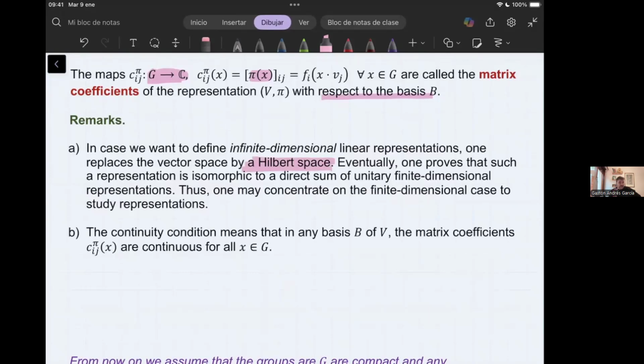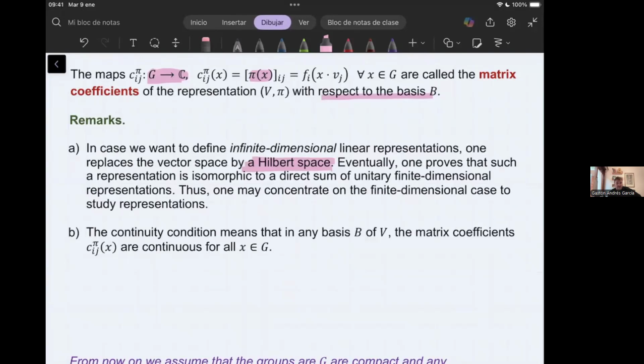And what turns out is that eventually, one proved that any representation, finite dimensional or infinite dimensional, is a direct sum of unitary finite dimensional representations. So that's in the Bernoulli theorem. And the thing is, if this is true, we only need to understand what the unitary finite dimensional representations are. And this is what we're going to do next.